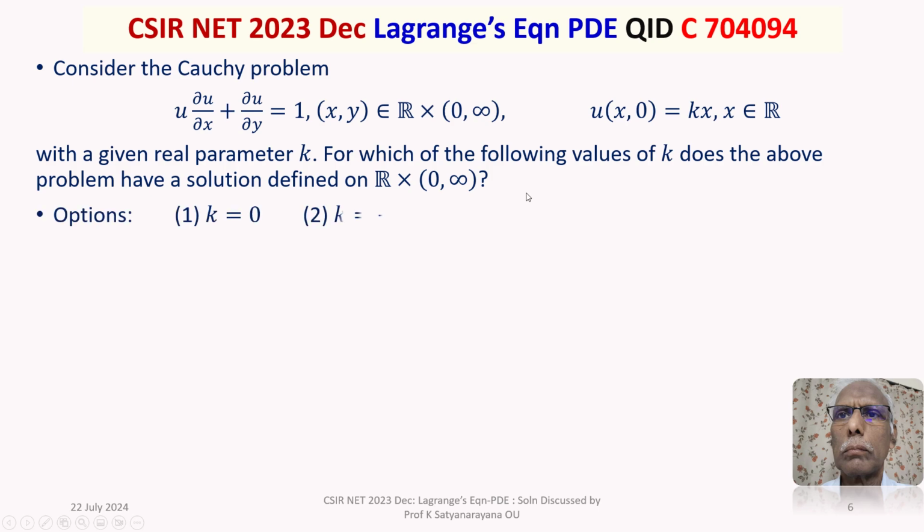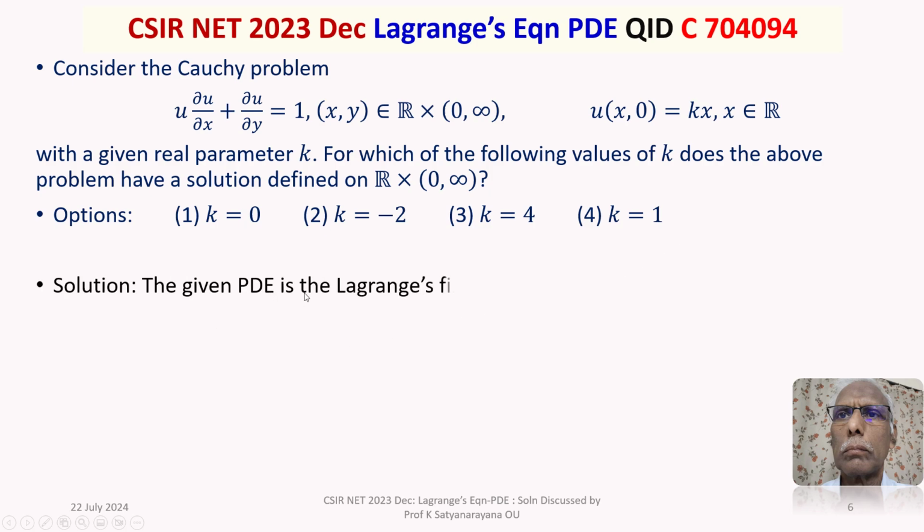Let's now discuss the solution of the problem in detail. And here are the options. Four options are given to us. So the given partial differential equation is the Lagrange's first order linear partial differential equation. This is the equation.